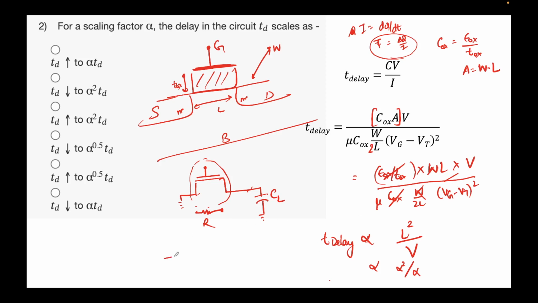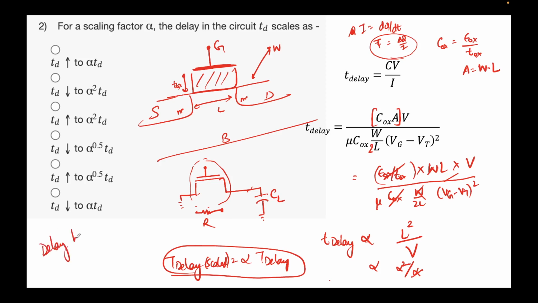So T delay, okay, T delay is coming as a factor of alpha, because this gets cancelled. So this means T delay gets reduced. So what I can say, T delay scaled is alpha times T delay. So the scaled delay is alpha times the original delay, and alpha means it has reduced. So what we are seeing is that the delay has reduced by a factor of alpha. Alpha is nothing but your scaling factor again.